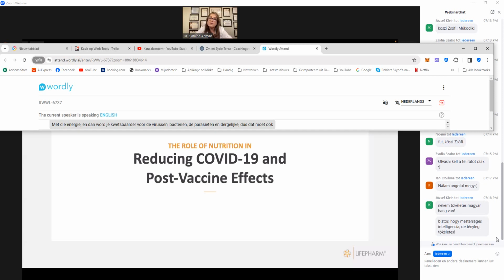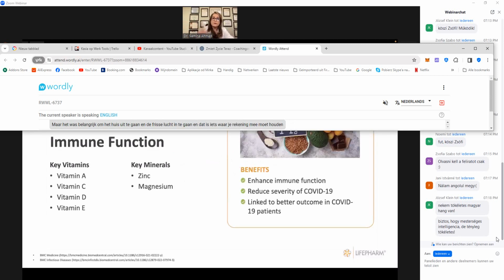I remember our parents, when we were growing up, we were told to leave the house and go out and play. We obviously did our homework, we did our work at home, we did all that, but it was important to get out of the house and go into the fresh air. And that is something that you need to take note of. So let's look at the role of nutrition now.